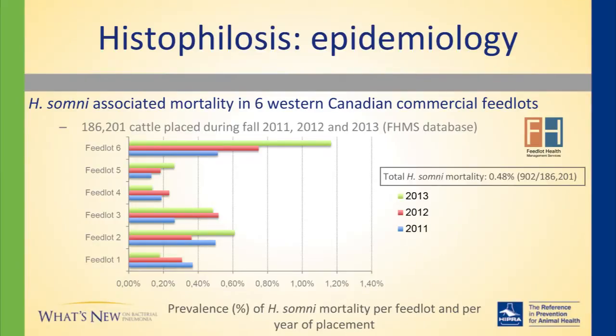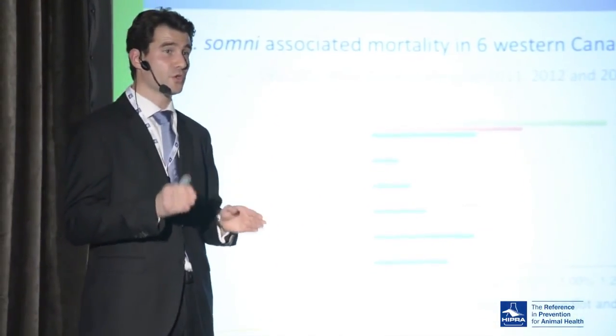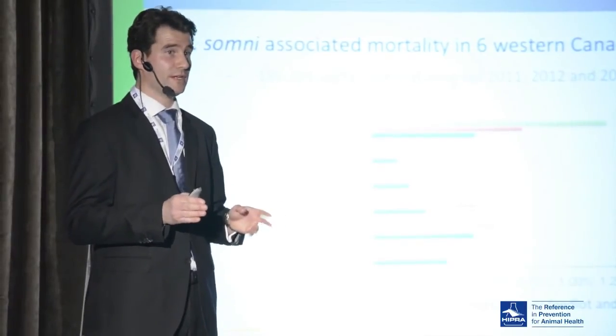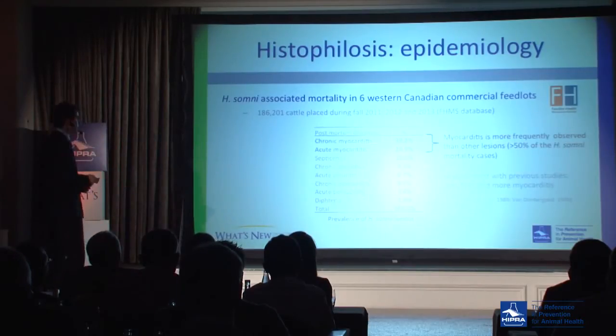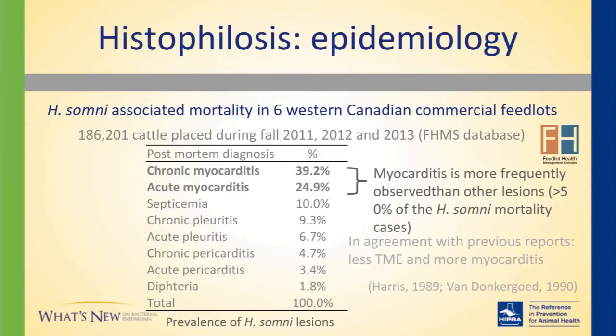So in total, H. somni represents 0.48% of the cattle placed in feedlots, which represents 25% of the total mortality, which is about 2%. So H. somni is a big issue in Western Canada. The main lesion observed actually is myocarditis. In more than 50% of the cases, the lesion that we do observe is myocarditis. What is important to note is that we also observe animals with different types of lesions. They can have diphtheria, myocarditis, polysynovitis, and a bronchopneumonia at the same time.